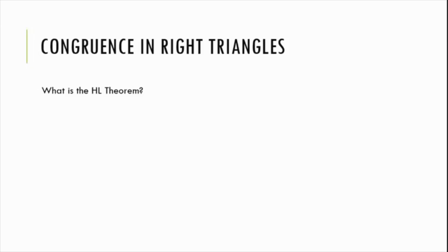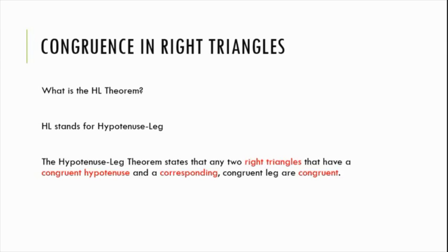So what is the HL theorem? HL stands for hypotenuse leg. When you're talking about right triangles, every right triangle has a hypotenuse and two legs. The hypotenuse, if you don't remember, I'll remind you, is the side that is opposite of the right angle. The other two sides are called the legs of the right triangle.